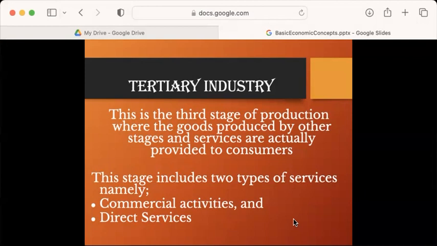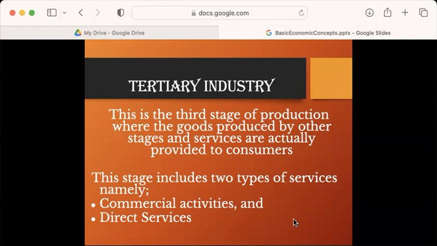Let me first talk about direct services. Direct services means these are not goods, they are completely services. So these are services produced by the person who produces the service and gives it directly.